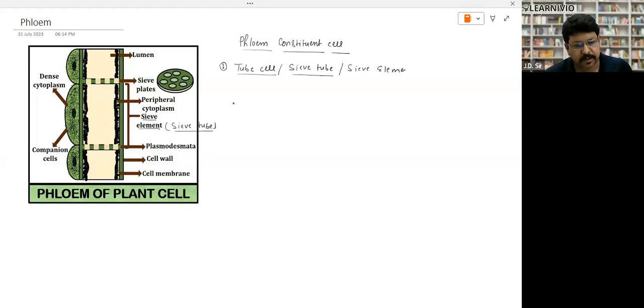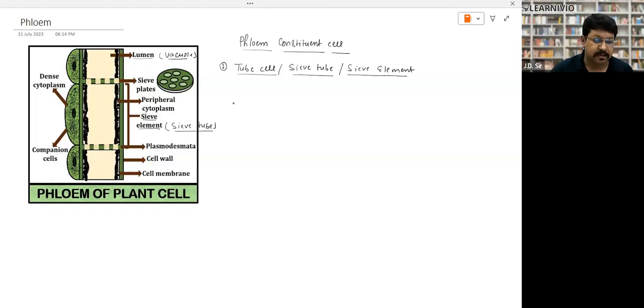Sieve element. Fine. So what is the peculiarity of them? Try to understand. They have the peripheral protoplasm. So what is in the center? In the center, there is this lumen. This lumen is made up of a large vacuole. Right? There is a vacuole.